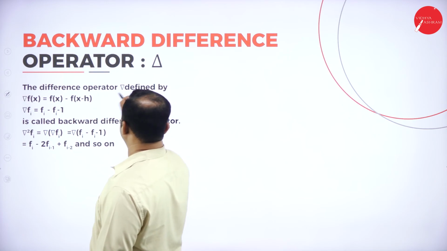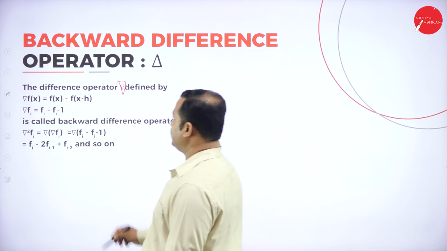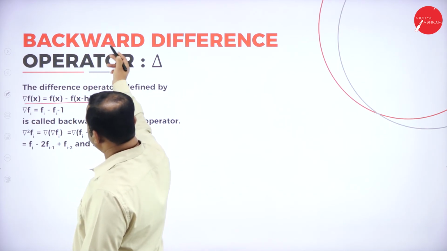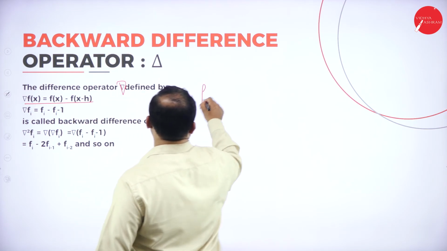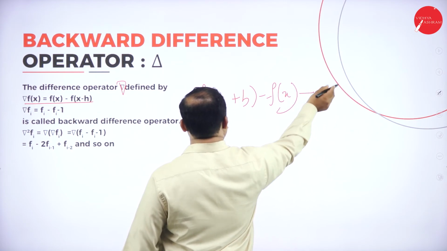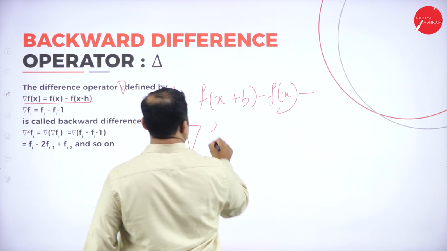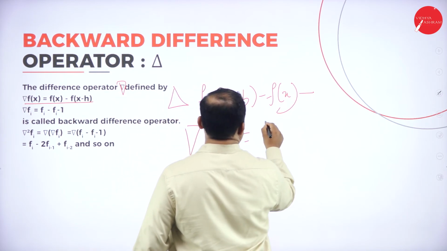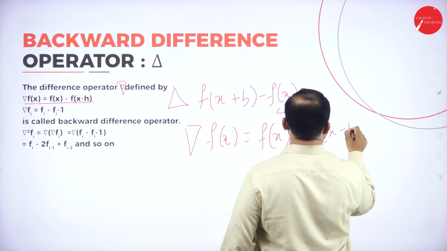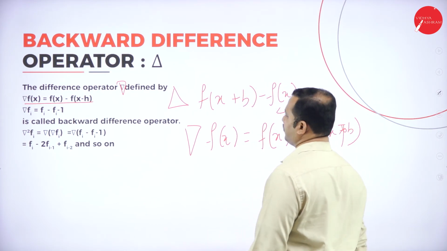The difference operator, this is called a gradient. If that is the case, we have gradient of f of x equal to f of x minus f of x minus h. Earlier we had f of x plus h minus f of x. We had this earlier. Now for the gradient, we have f of x minus f of x minus h. Yes, we have the minus term here.